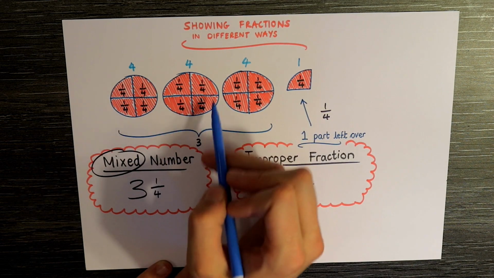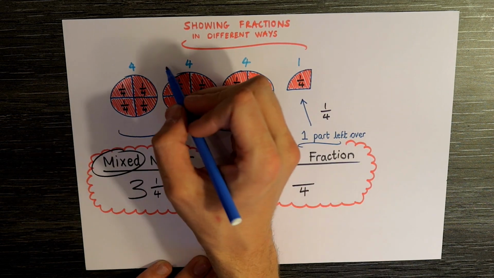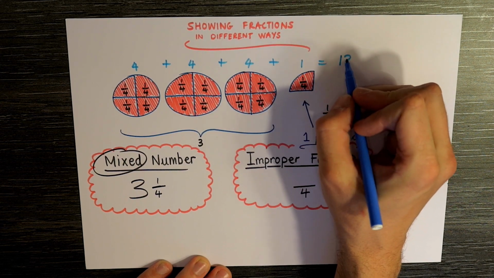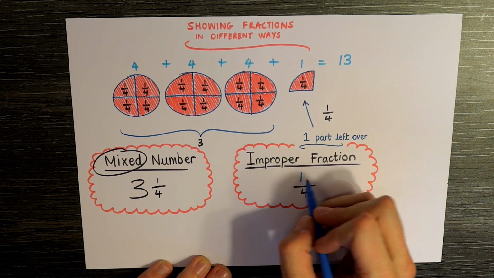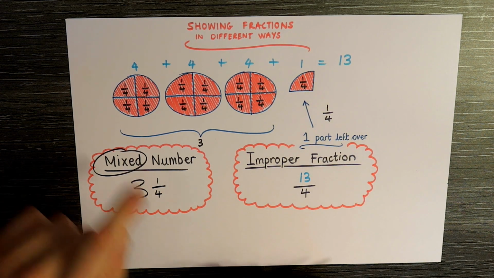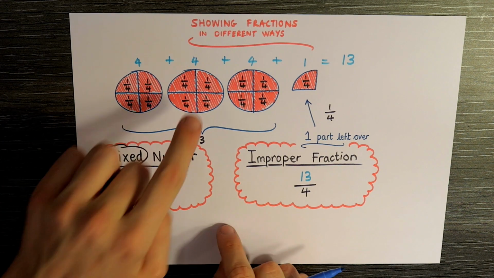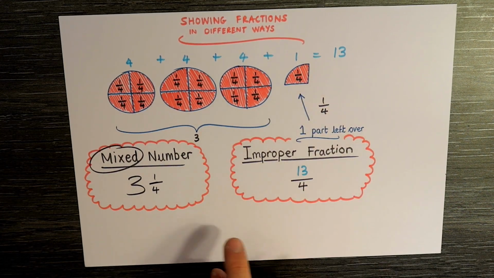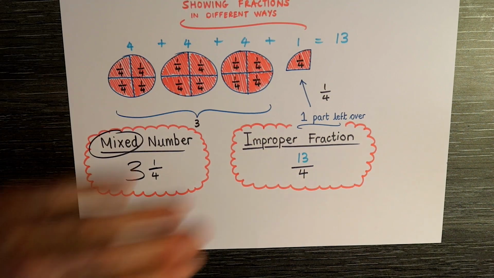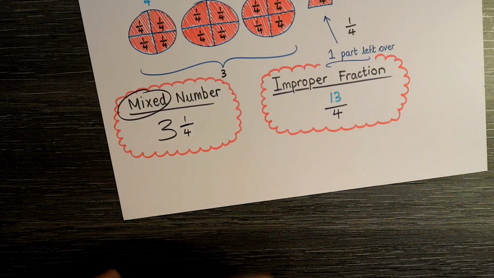So I've got 4, 4, 4, and 1. If I add those together, that gives me 13. 13 pieces I have here. 13 quarters. Okay? And when I put the 13 quarters together, I get 3 pieces, and then 1 left over. Okay? Now, if you wanted to take this one step further without looking at pictures, we could do something like this.